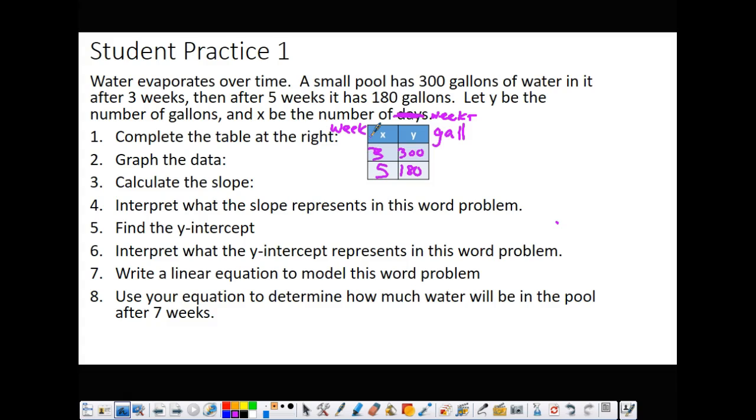Eric, how's it coming along over there? You know how much water is going to be in the pool? Give me a slope and how much water you lose per week. I have your answer though. Good math thinking, I like it. You have the answer to number 8, and you already have the answer for 3 and 5.